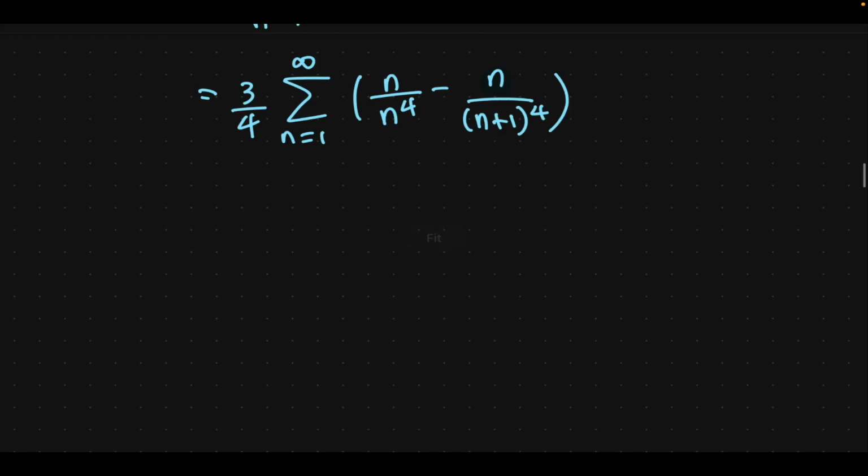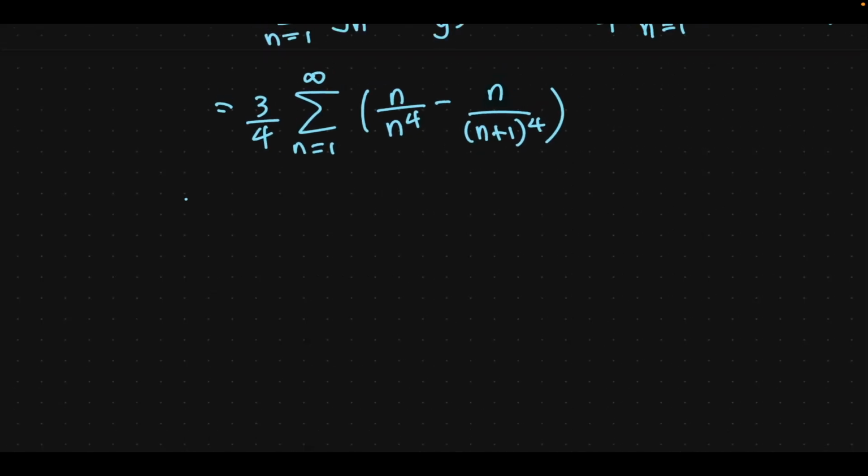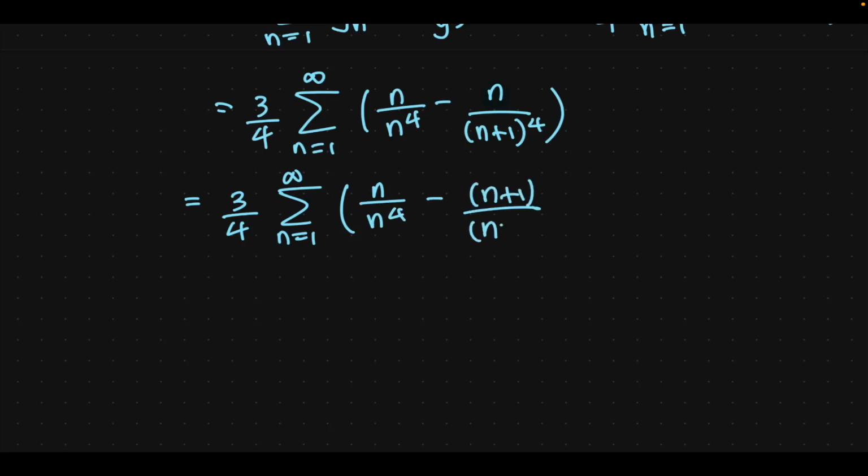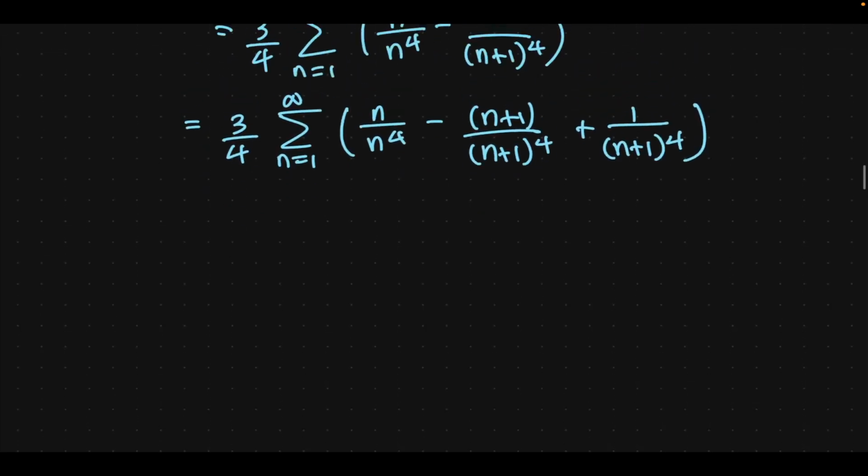Now we can just cancel or reindex, add and subtract a few terms to simplify this series. So just keep the first term as it is, then add plus 1 in the numerator of the second one. And since we have added that, we will have to bear the cost of subtracting the 1 with the minus. So that's 1 over n plus 1 to the 4th.